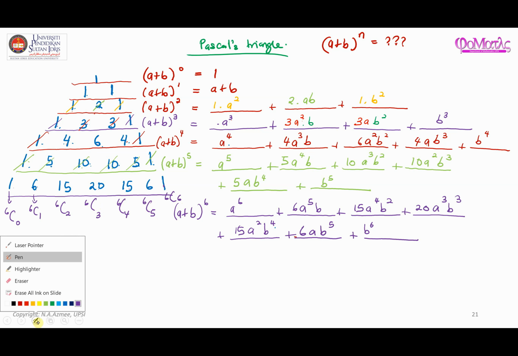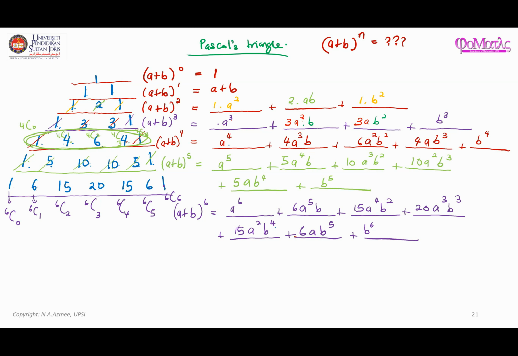And the same idea is applied to other lines. For example, if you look at this over here, what it means is you have 4 items, so 4 choose 0. This one here is actually 4 choose 1. This is 4 choose 2, 4 choose 3. This one is 4 choose 4. So that's the idea, okay?